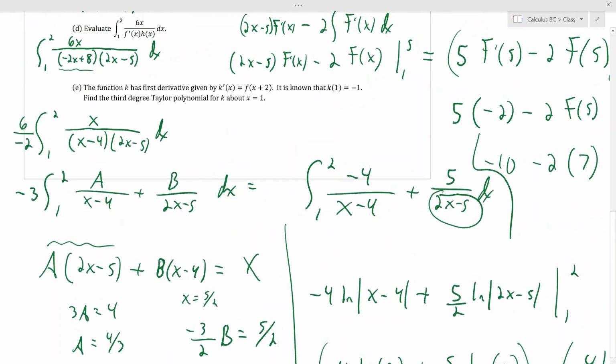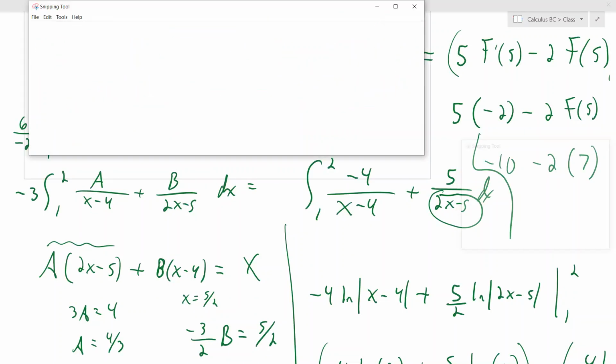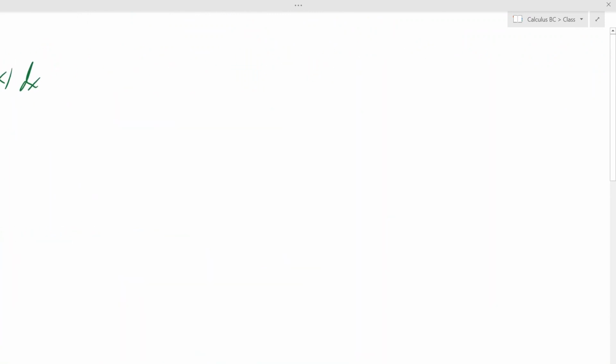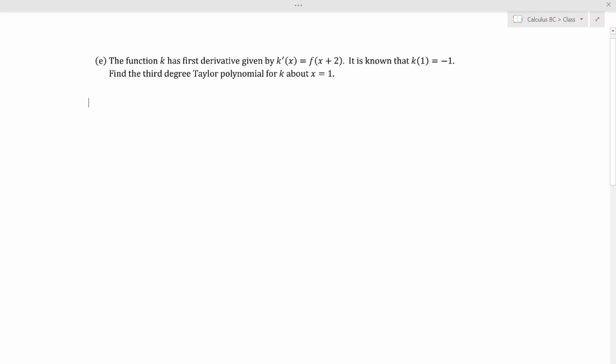Last thing. A third degree Taylor polynomial for k. Let me snag this down here. Again, we've seen questions like this before. They're going to make it weird for you to do this, but let's go over here. To find a third degree Taylor polynomial, what we need, so they gave us k of 1, we're done.